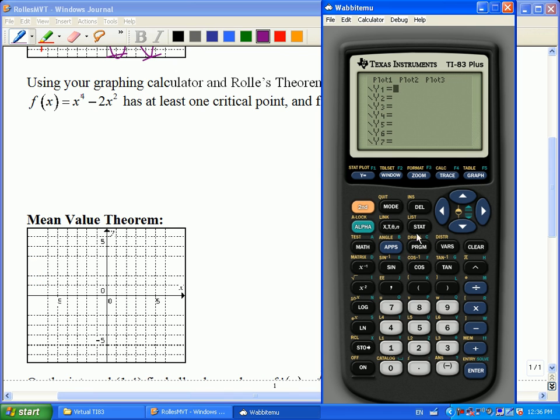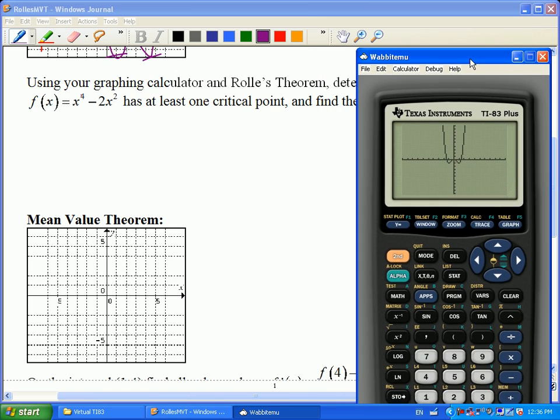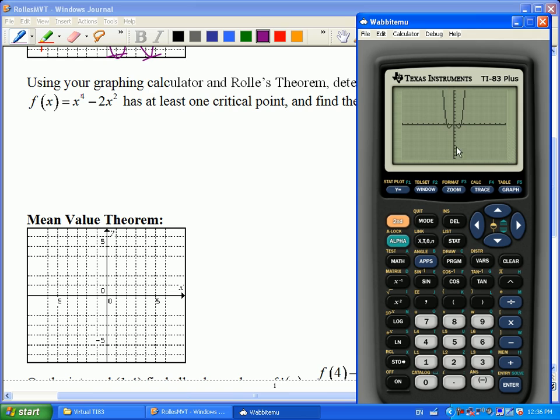So I'm putting in x to the 4 minus 2x squared. And all I'm going to do is look at the picture here. This is the area I'm interested in, somewhere closer. I'll zoom in on that, so I'll make my window. It's probably fine if I go from like -3 to 3. I don't need to be that far zoomed out.